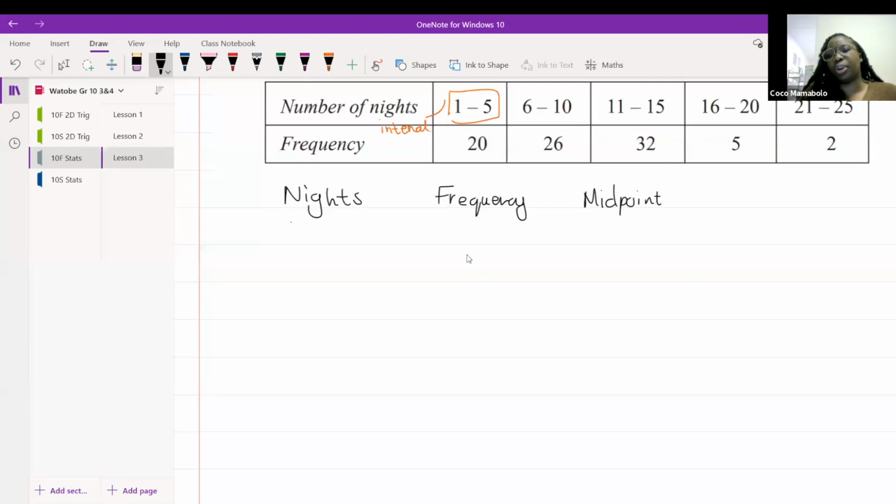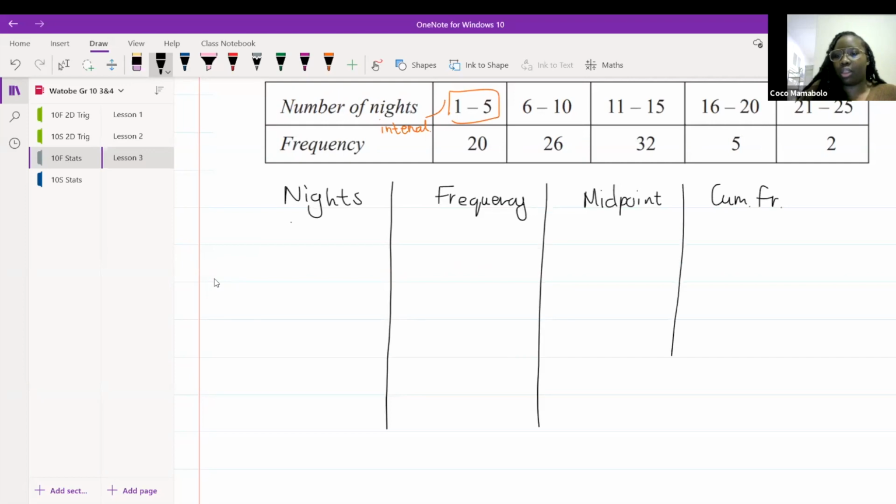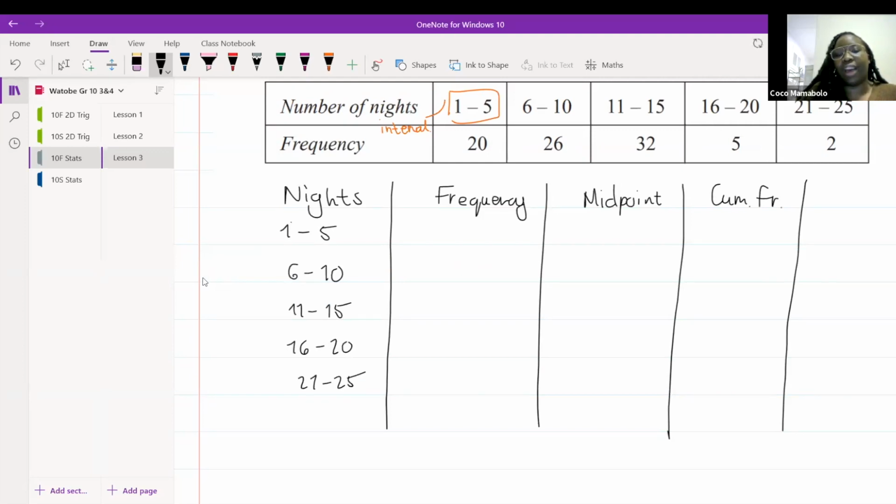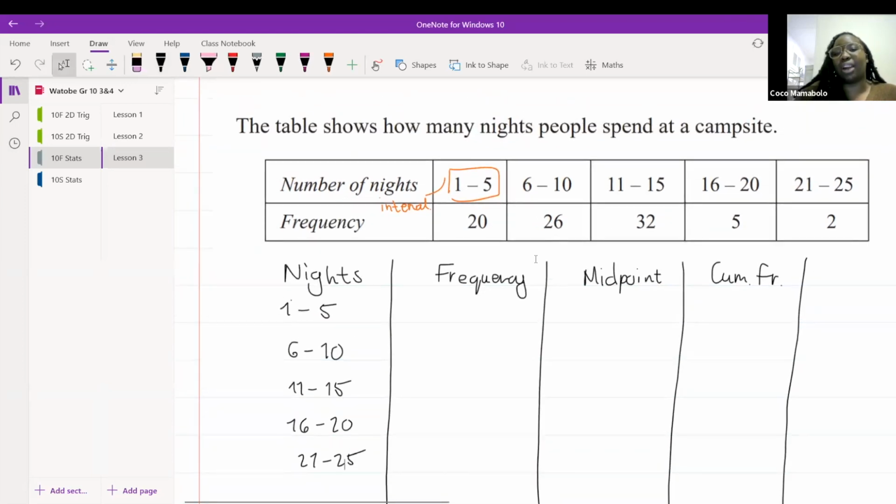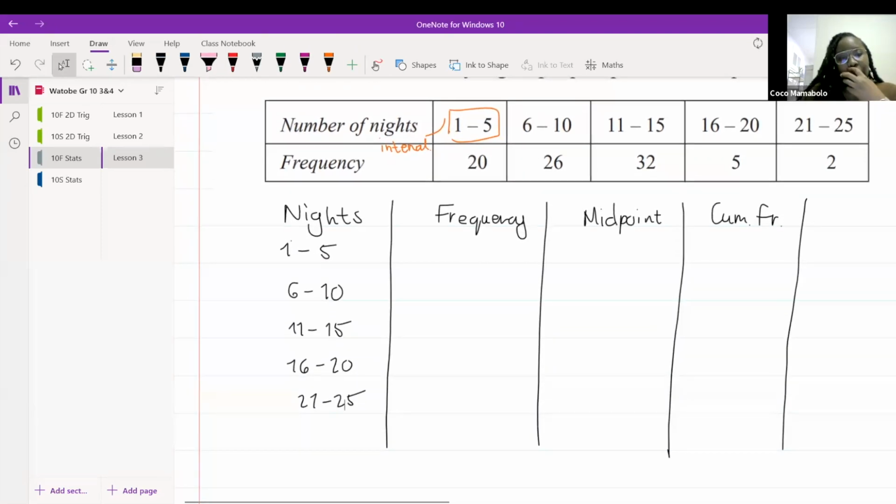Okay, midpoint, we're going to have to find the midpoint, and then we're going to have to find the cumulative frequency, right? So we're going to do this. Then we're going to add our intervals, guys. 1 to 5, 6 to 10, 11 to 15, 16 to 20, 21 to 25. All right, so I want you guys to read the scenario. You can add in the frequency quickly. And what I want you guys to do for me is find me the midpoint.